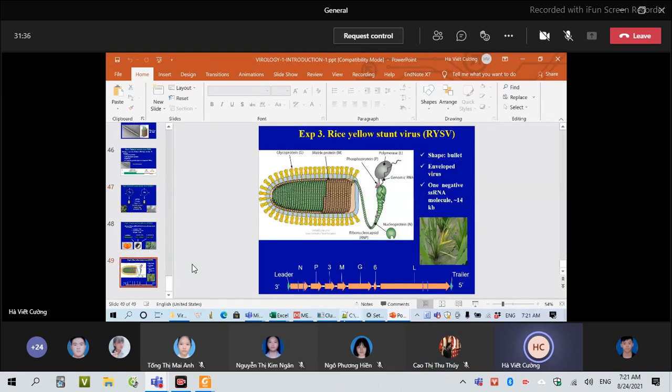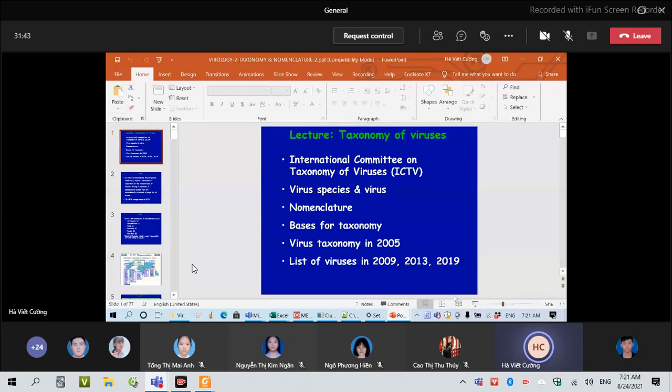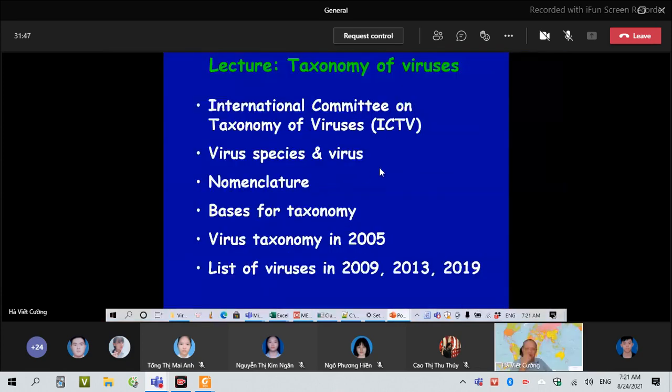Okay, so now we move on to the taxonomy. And here is the taxonomy of viruses, not plant parasites, because taxonomy and nomenclature are common for all viruses.